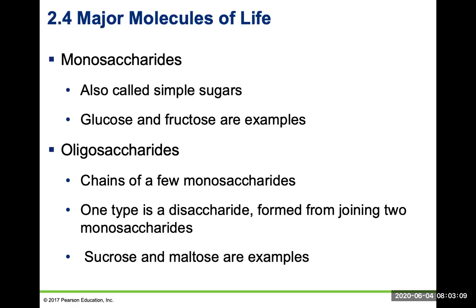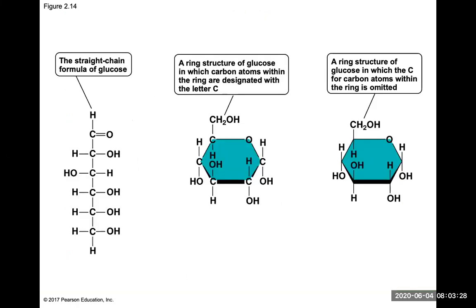Oligosaccharides are a few monosaccharides joined together. One specific type is a disaccharide. Di means two monosaccharides are put together, and sucrose and maltose are examples. So basically, all of these monosaccharides and oligosaccharides are just chains of sugars put together.